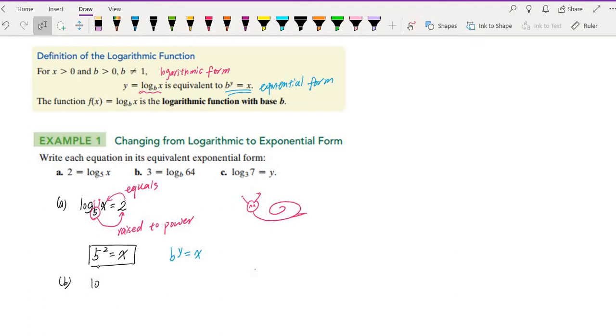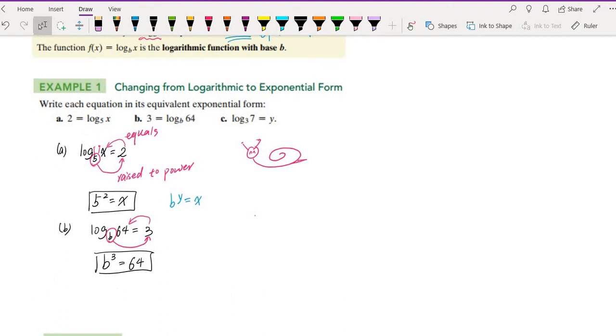We're going to write this as log base b of 64 equal to 3. Again, all we have to do is think about the snail head, and then raised to the power 3 gives you 64. Which means we can write this as b raised to the power 3 equal to 64. That again is exponential form.